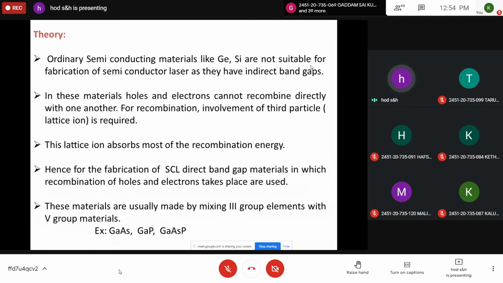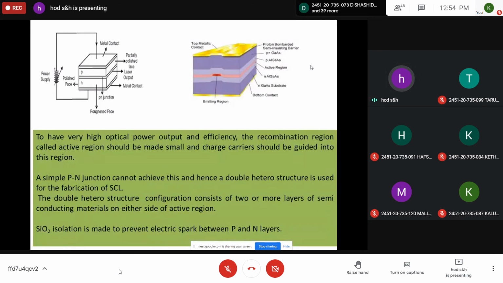Ordinary semiconducting materials have an indirect band gap, so they cannot give laser, because the recombination energy goes to the lattice ions. But a combination of third and fifth group elements will work. The recombination energy is straight away converted into optical pulses, so they produce laser. Examples are gallium arsenide, gallium phosphide, etc. But here also the junction region or depletion region should be made thin, because both the carriers and the optical pulses should be confined in the active region.